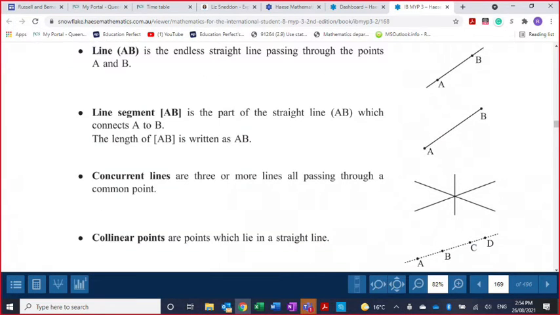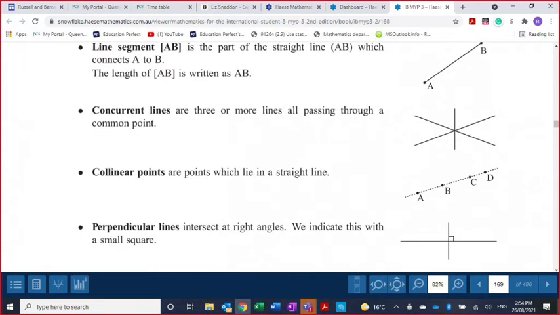And we have also what are called collinear points. Collinear means same line. So these are points that line up on the same line. Perpendicular lines are lines that intersect at right angles. And to make sure you know it's a right angle, we always put the little square in the corner to make sure you understand that that's a right angle.